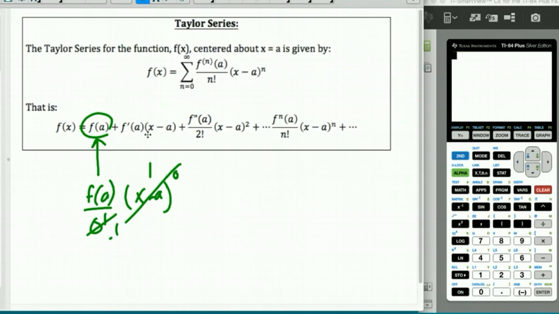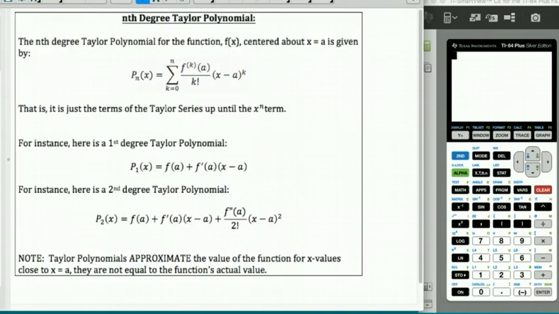The next term is the first derivative over 1 factorial, but again, 1 factorial is just 1, so we don't bother, and then x minus a to the first. The next term is the second derivative evaluated at a over 2 factorial, x minus a to the second, and so on. All right, so that's a Taylor series, and it's infinite, right?